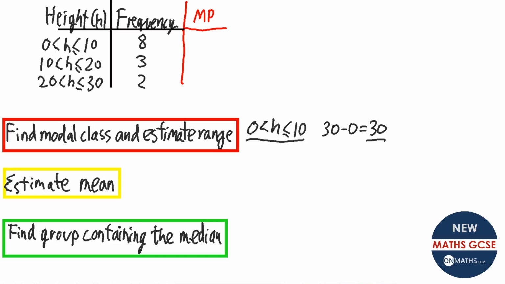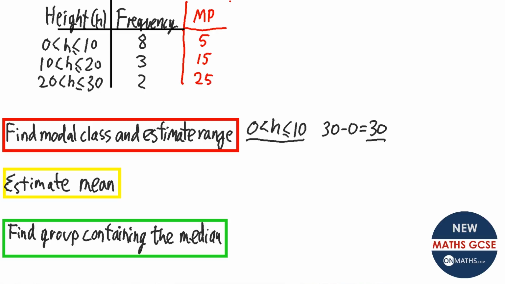So the midpoint is halfway between 0 and 10, which is 5. Halfway between 10 and 20, which is 15. And if you don't know how to find halfway, just add the two numbers together and halve it. So 20 plus 30 is 50, half of that is 25.